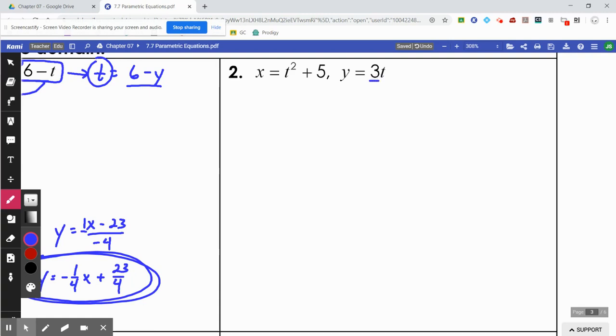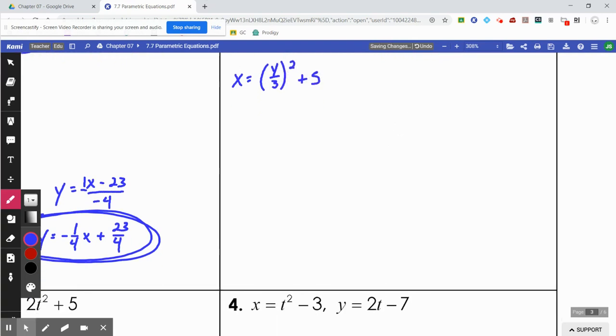Okay, the next one, x equals t squared plus 5 and y is equal to 3t. Much easier, obviously, to get the t by itself over here. So let's go ahead and move the 3, and it gives you that t would equal y over 3. So in the other equation, simply plug that in for t, and it gives you x is equal to, in the place of t, we're putting y over 3 squared, plus 5. Let's square both the y and the 3. That gives you x equals y squared over 9 plus 5.